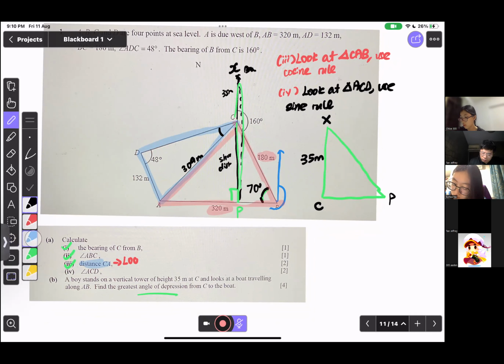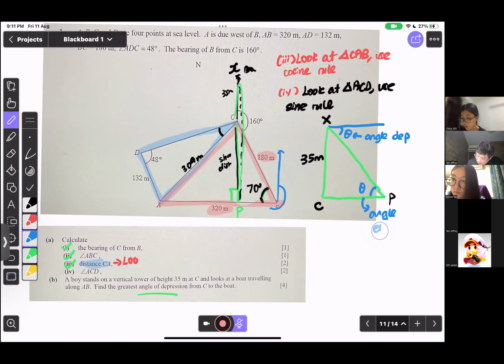So you are interested to find this angle over here, which is the same as this angle over here. This is the angle of depression. Angle of depression is the same as the angle of elevation. Then we don't know CP. If we don't know CP, how do we find it?